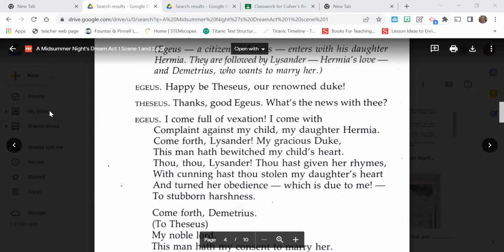So Aegeus is going to the Duke and saying, I am mad. I'm complaining against my daughter because I want her to marry Demetrius and she is not following my orders.